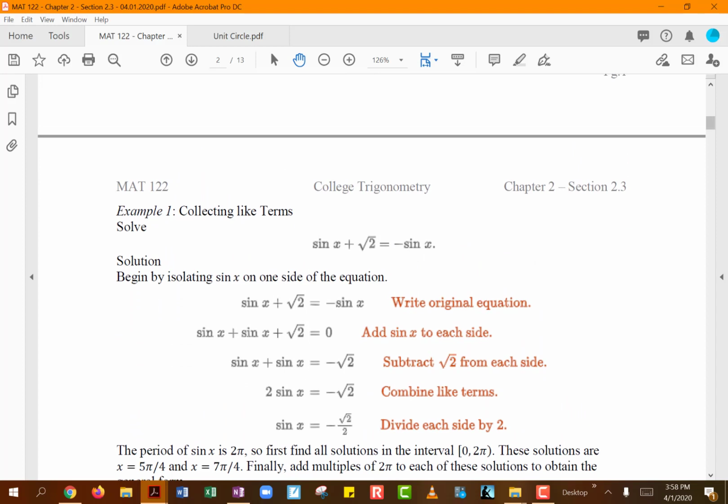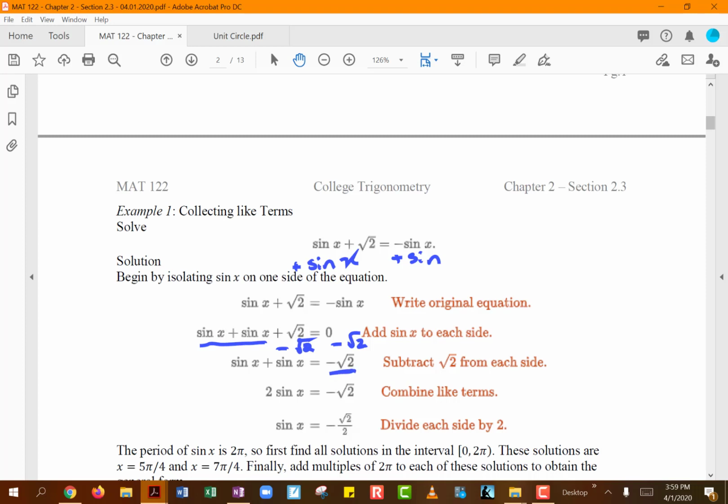All right, guys, let's take a look at our first example over here. They're giving us sine of x plus square root of 2 equals negative sine of x. And so, of course, the first thing, as I said, will be to try and get our sine of x functions on the same side. So, of course, go ahead and add the sine of x and bring it to the left-hand side. And then the other thing they're also going to be doing is taking this square root of 2 and moving it to the other side. So it becomes negative square root of 2.